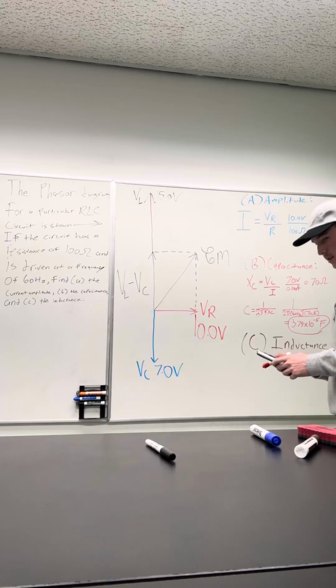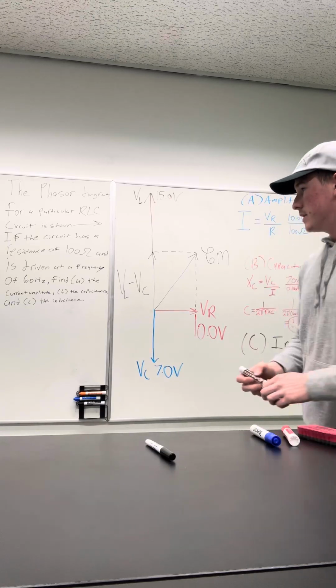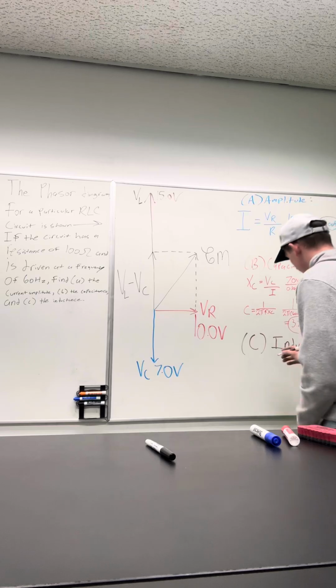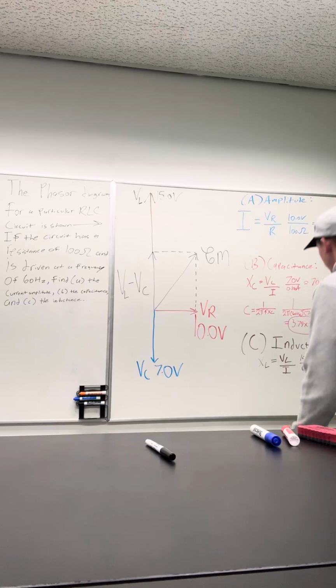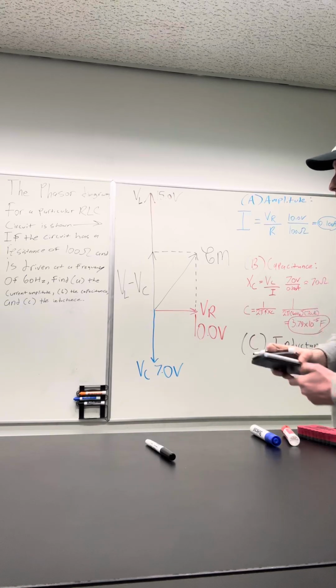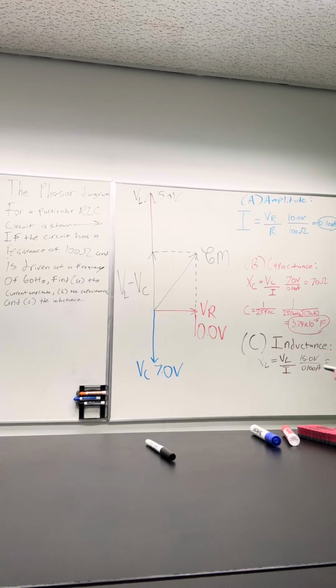Now for the final step, we need to find the inductance. Similar to the capacitance, we need to find the inductive reactance, which would be XL. XL equals VL over I. VL is our voltage across the inductor. So we will plug in 15 volts over 0.100 amps, which should give us 150 ohms.